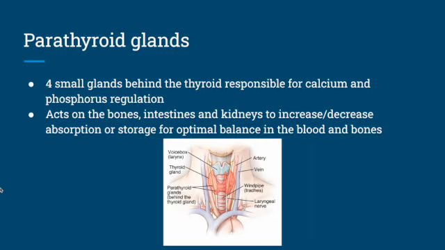That brings us to the parathyroid glands, which are 4 small glands behind the thyroid, and they're predominantly responsible for maintaining calcium and phosphorus levels in the body. And so they're going to act on the bones, the intestines, the kidneys, and they're going to either increase or decrease absorption or storage of these minerals and chemicals for us to have an appropriate balance between the blood and the bones.